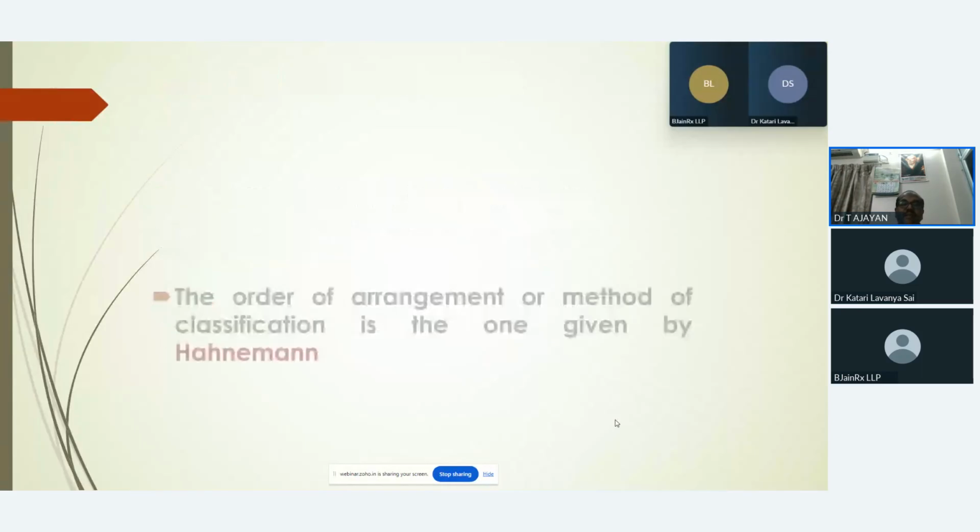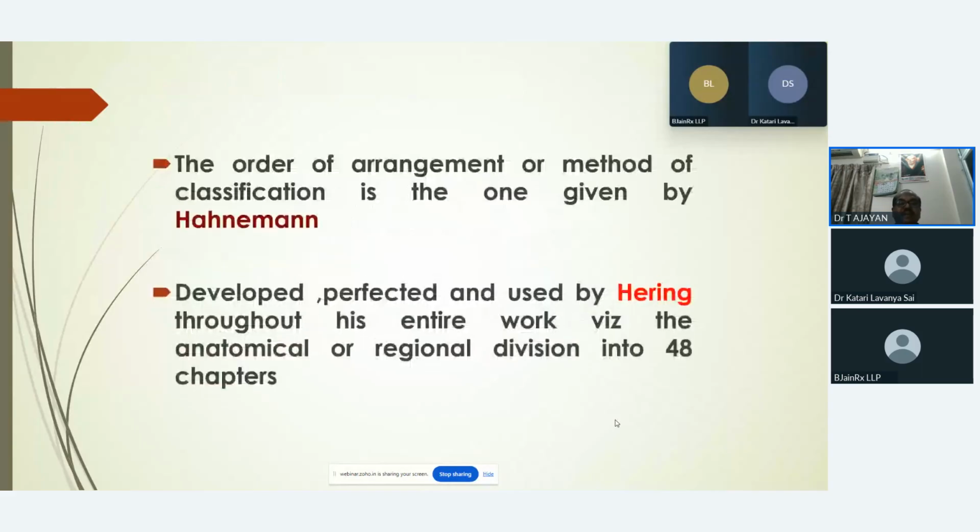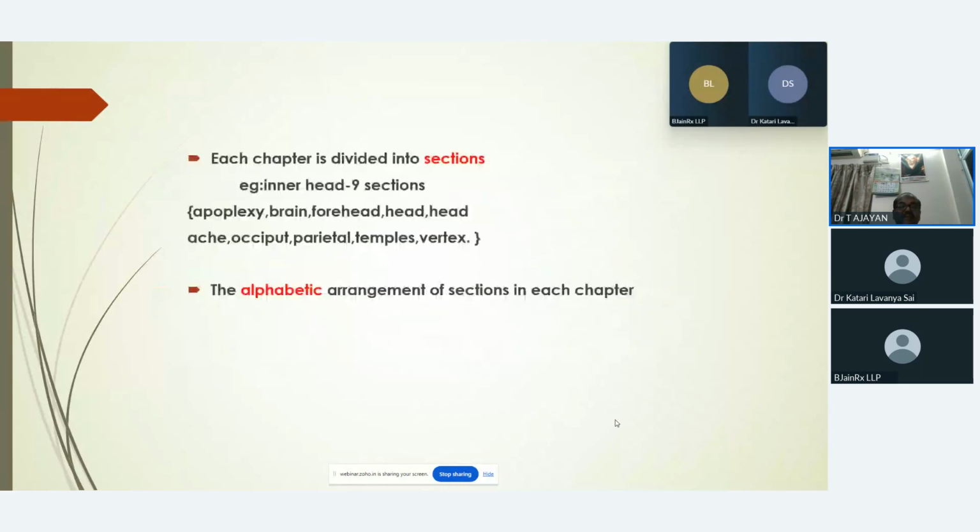Then the order of arrangement and method of classification is the one given by Hahnemann, developed, perfected and used by Hering throughout his entire work. It follows the anatomical and regional division with the 48 chapters. Then each chapter is divided into sections. Under the head chapter there are 9 sections: apoplexy, brain, and so on, all in alphabetical order.